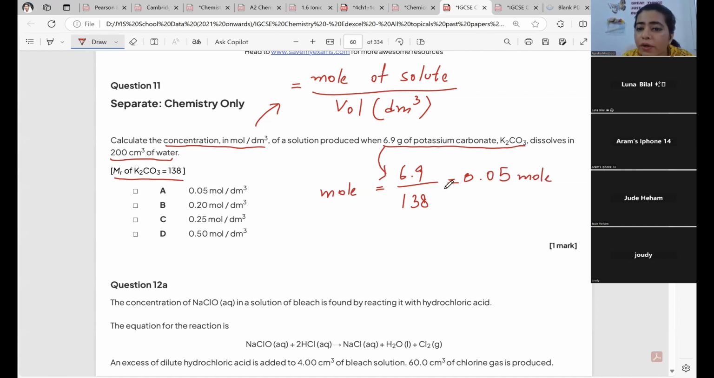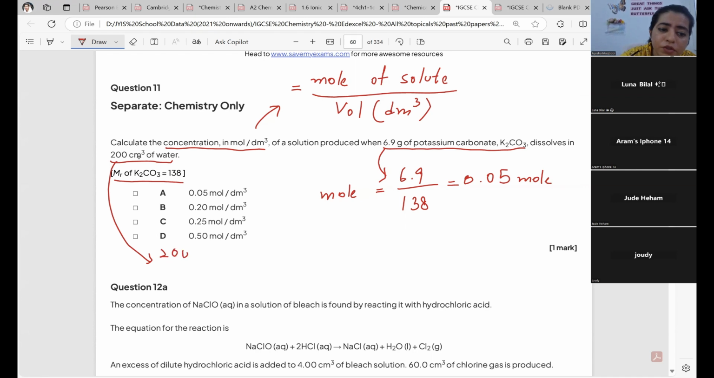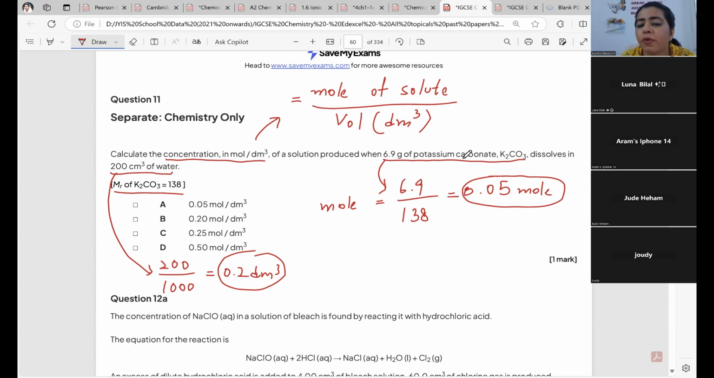Now we got the moles and we have the volume, but in cm cube. How can we change it? We'll divide by 1000, so 200 becomes 0.2 dm cube. So you got the volume, you got the moles, put it back in the main formula: moles of solute over volume of solution in dm cube. 0.05 over 0.2 is 0.25, and that is your answer, C. 0.25 mole per dm cube concentration we are getting.